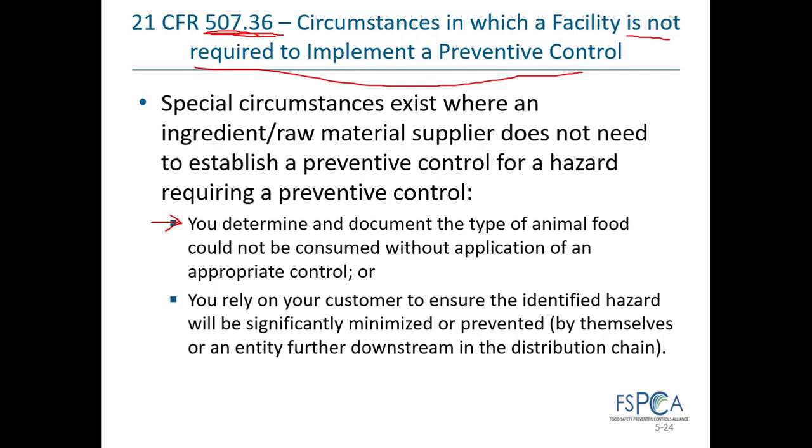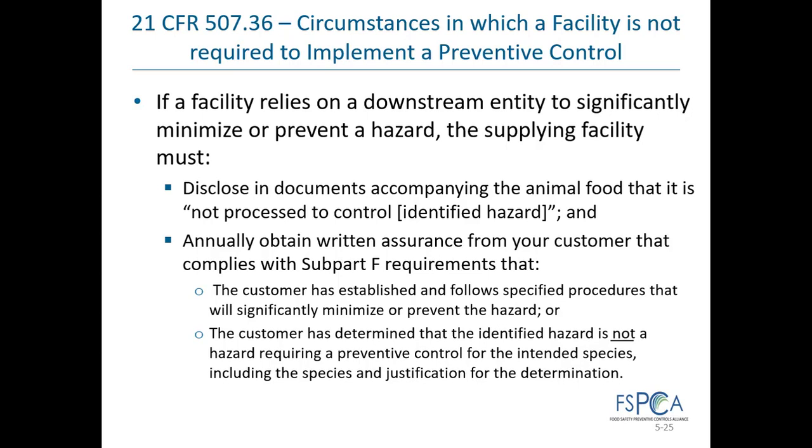Okay, so this is you rely on your customer to ensure the identified hazard will be significantly minimized or prevented by themselves or an entity further down the distribution chain. If you're going to do this, you need to disclose in documents accompanying the animal food that it is not processed to control the identified hazard. So it has not been processed to control salmonella. Something like that has to be on the label or on the slip going with the food.